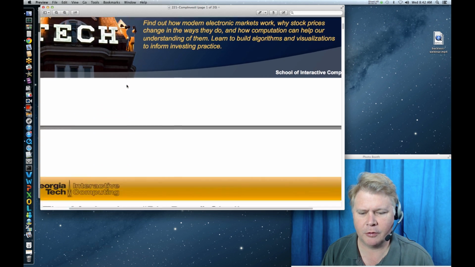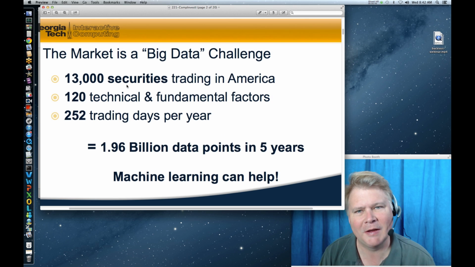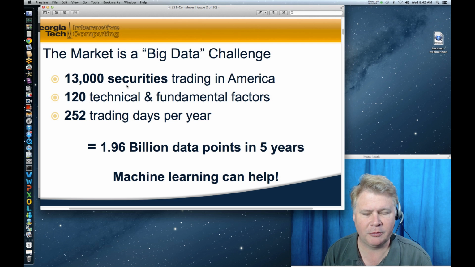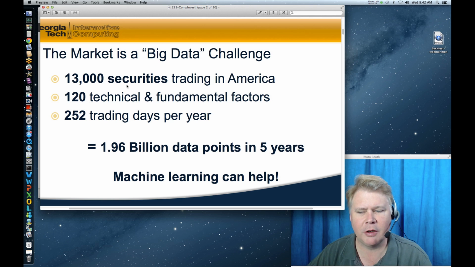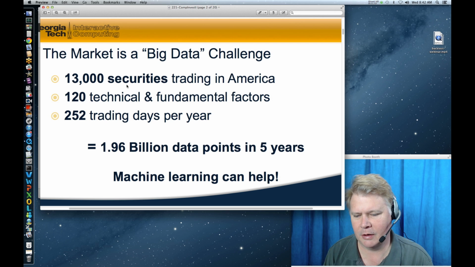Okay, well, let's start with the definition. Let's think about the problem of all this data in the market. There's at least 13,000 securities trading in North America. There's perhaps dozens or hundreds of information sources you could use. If you use fundamental and technical factors, on the order of 120, you could potentially use 250 trading days a year. That means in just 5 years you've got nearly 2 billion data points.